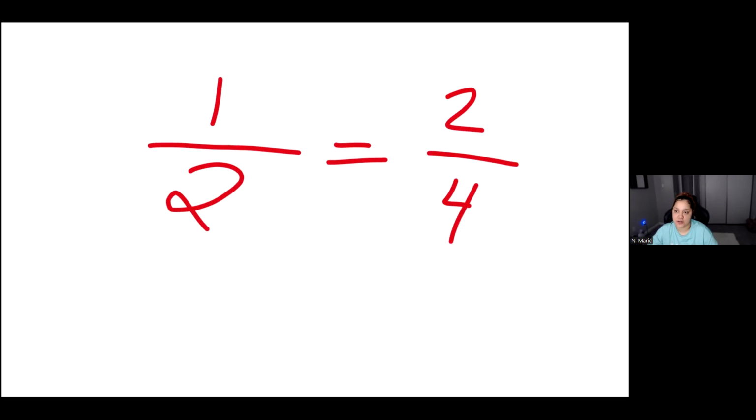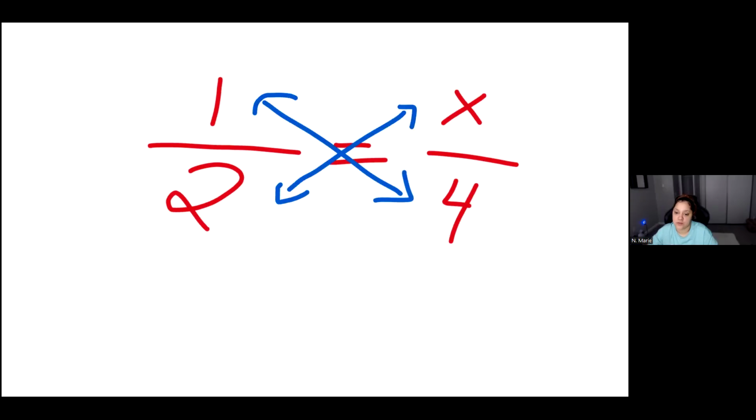They're going to give you something like this, but they're going to tell you that instead of this being 2, this is X. And so you then have to cross multiply and solve. Sometimes they call it the butterfly method. You're going to multiply 4 times 1 and 2 times X.